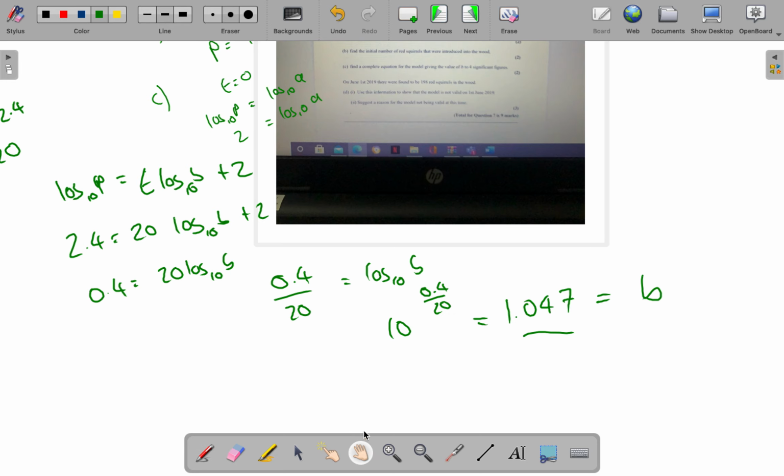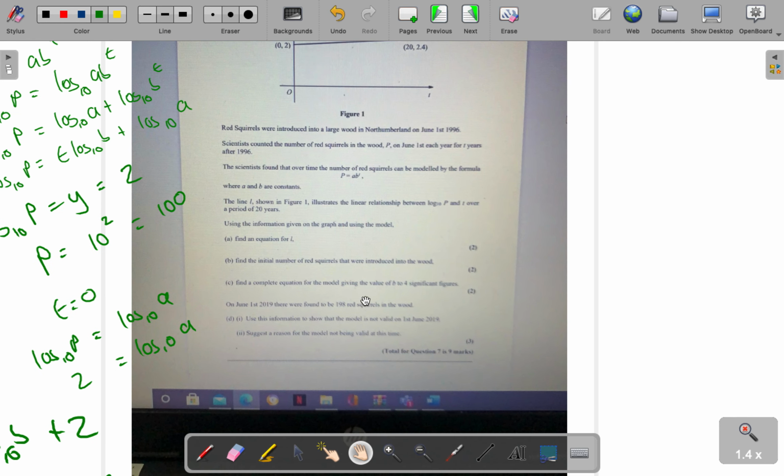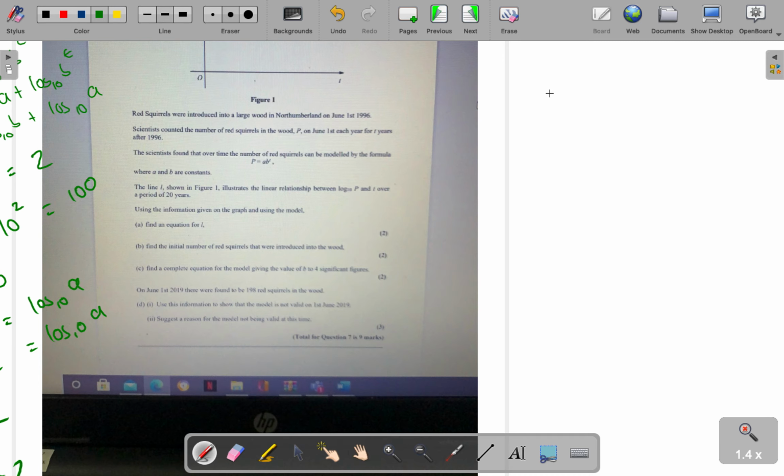And then the next step is it asks for the following. So on June the 1st, 2019, there were 198 red squirrels in the wood. Use this information to show that the model is not valid on the 1st of June 2019. So we need to read the question carefully. It tells us, first of all, that t is the number of years. So first of all, we need to find what this is. We're in 2019 and we subtract 1996 away. So that tells us how many years have passed. That tells us that 23 years have passed.